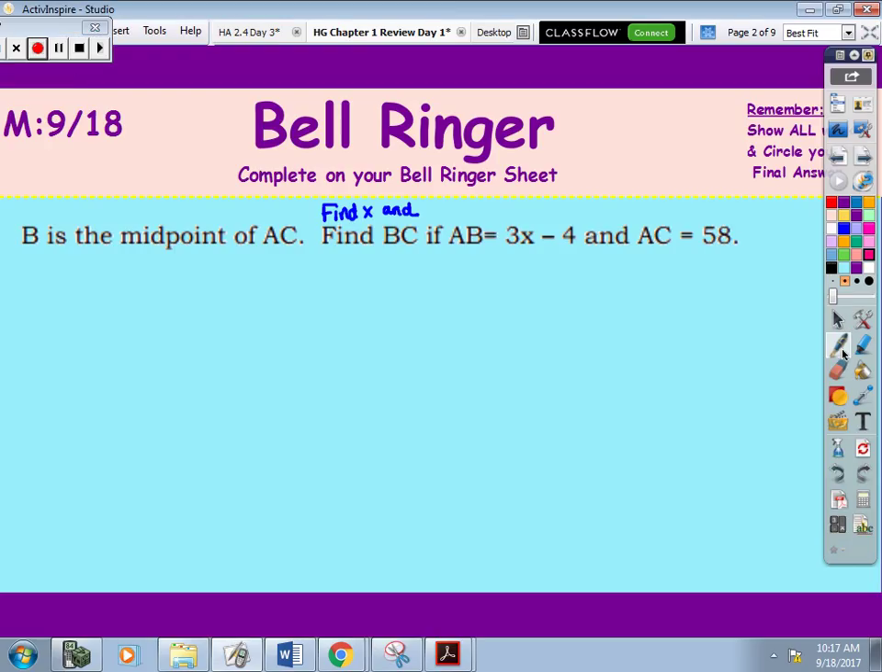Okay, who can tell me what they got for the bell ringer? We're asked to find the value of x, as well as the length of segment BC. Parker? Very good. And BC then was, Jada? 29. If you got 20.7, 20.6 repeating, you did the wrong thing. So make sure that you are setting this up.